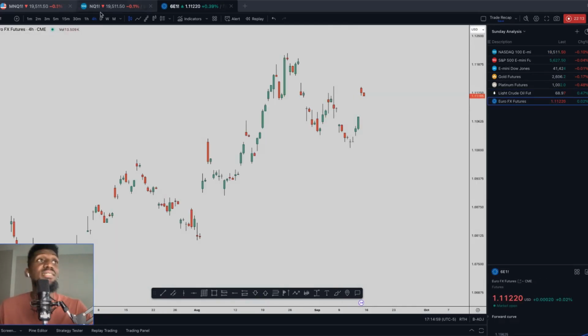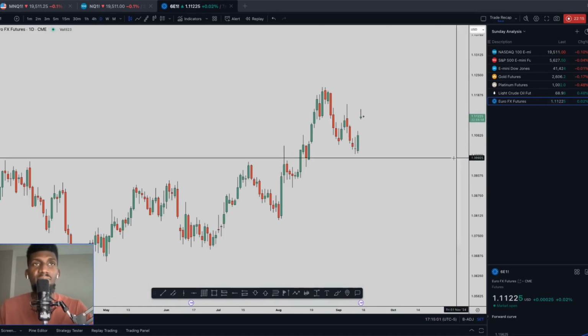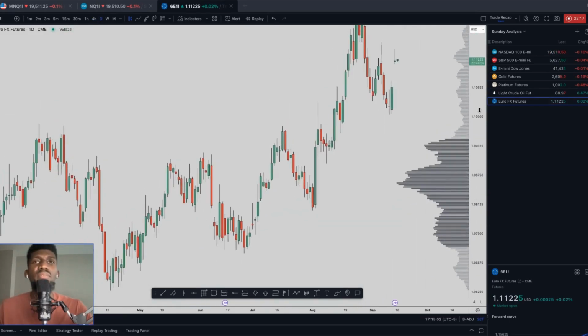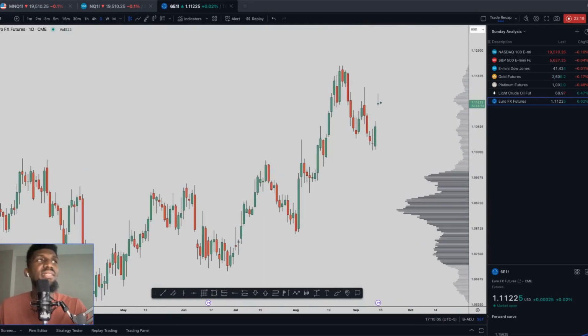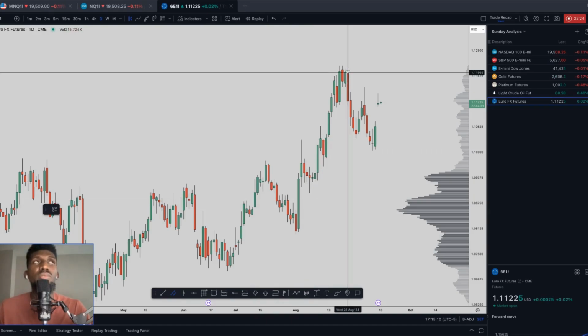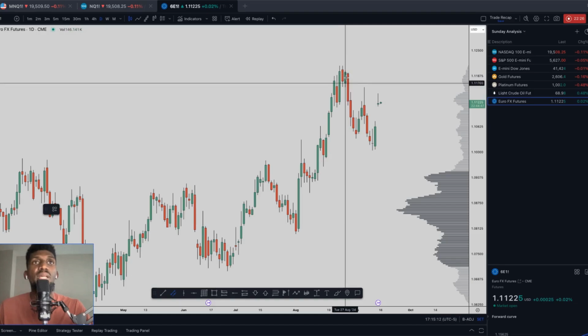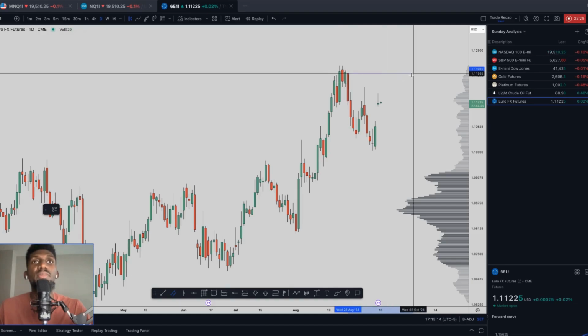Last but not least is the euro dollar. Euro dollar is somewhat of a favorite for forex traders. Definitely something that I run on our algos. It's mainly the only thing that we use. We have others, but we mainly use the algo. So let's look at this very quickly. I don't want to keep you much longer.